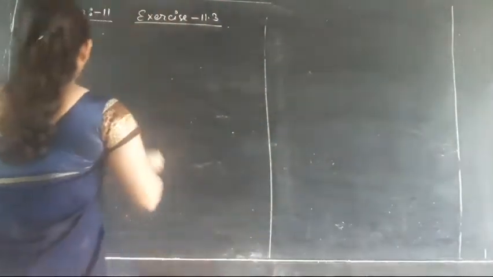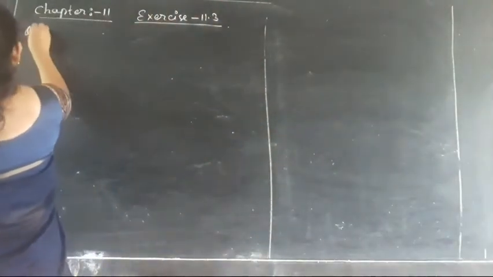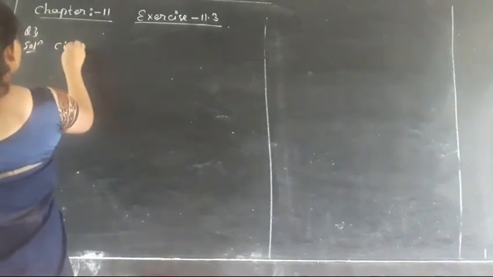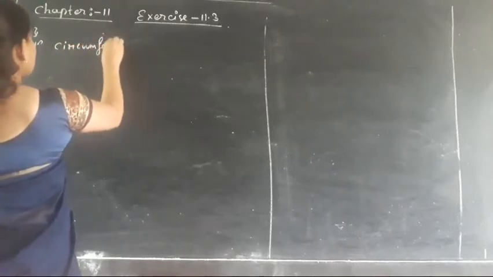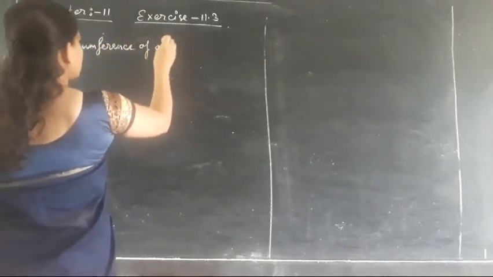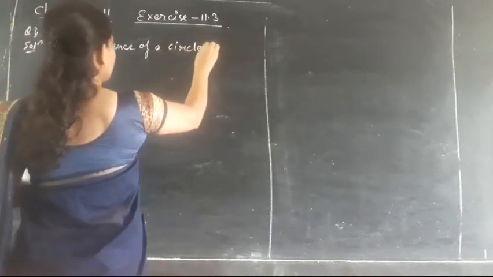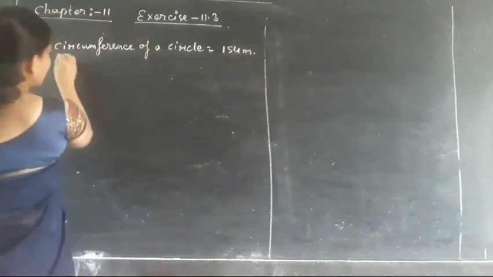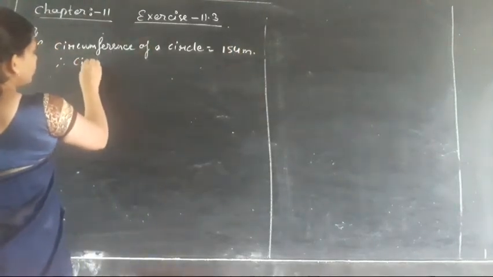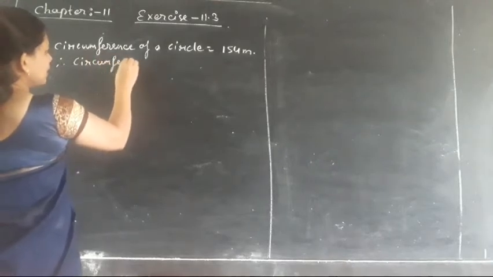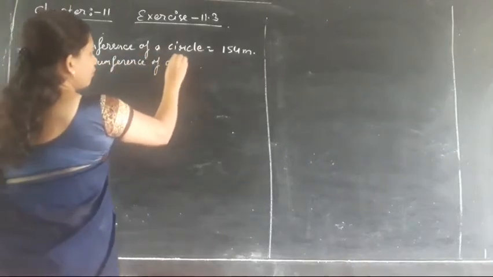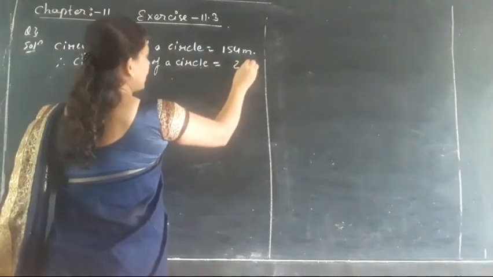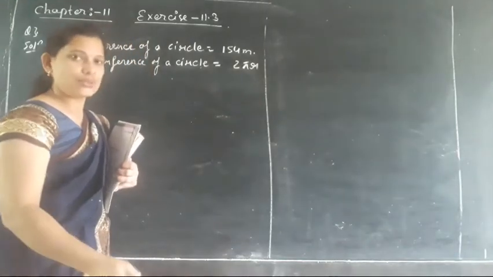So here, the question number 3, we are having the circumference of a circle is equal to the value given in the question as 154 meter. As you know, the circumference of a circle formula will be how much? Circumference of a circle formula is 2 pi r. Students, it is said circumference, so it will be 2 pi r.